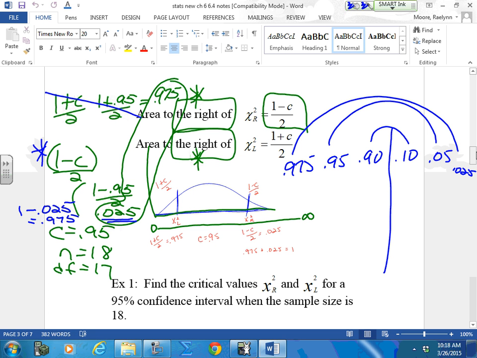So find me your two values. You're going to look in your chart. Degrees of freedom is 17. The top's going to say 0.975 and 0.025. Find me your two values. So give me one of them. Okay, give me the other one.